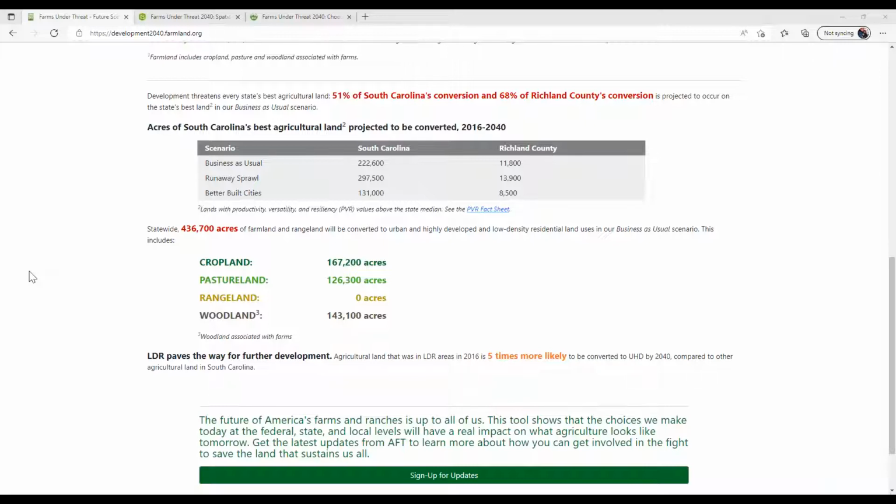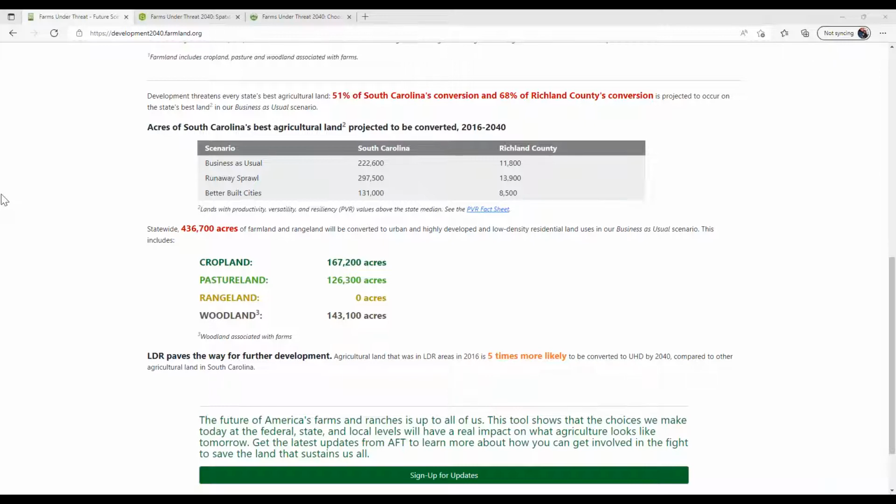When you look down below, again, the point that we made earlier, that low density residential development paves the way for further development. When we did our projections out to 2040 in South Carolina, it shows that land that becomes low density residential, or was that in 2016, is 5 times more likely to be further converted to urban and highly developed land by 2040.